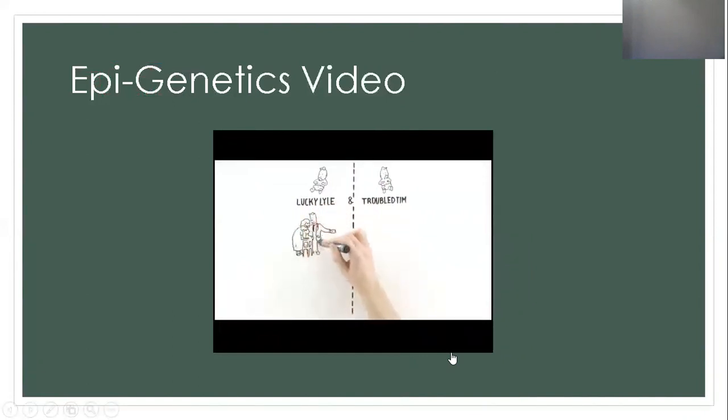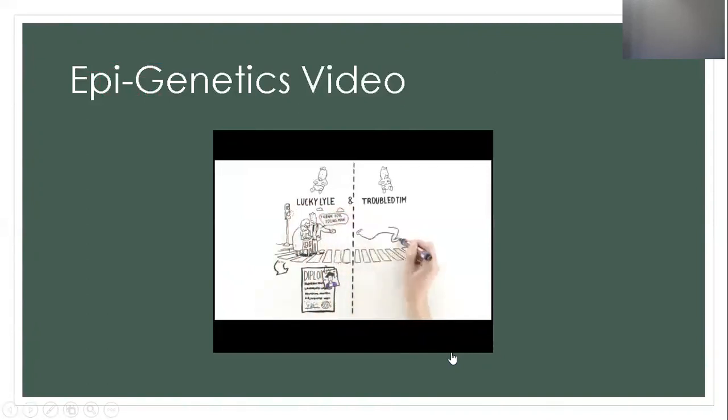Lucky Lyle is a model citizen. He goes to work, pays his taxes, treats others well, and gets an education. Trouble Tim is on a different path. He robs banks, doesn't pay taxes, and gets his first prison sentence at the same time as Lyle gets his diploma. Their genes are identical, so it must be their separate environments that have made them so different, right? Well, there's more to it than that, much more.